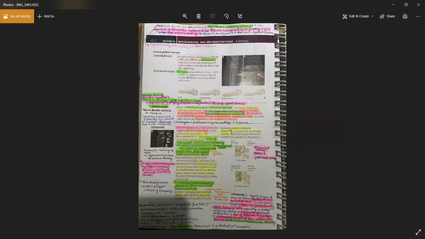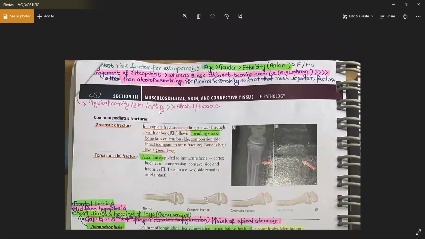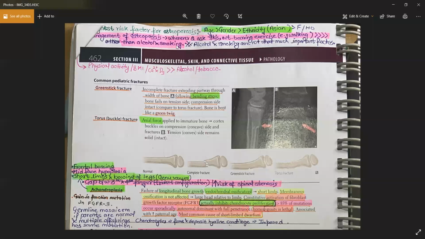So what are the risk factors for osteoporosis? The highest risk factor is age. Okay, it is seen in postmenopausal females and old age males. Gender is the second important thing. Females are more prone to osteoporosis than males. Then ethnicity is also very important. And then comes the family history. So these four are the most important factors for osteoporosis. Very important.